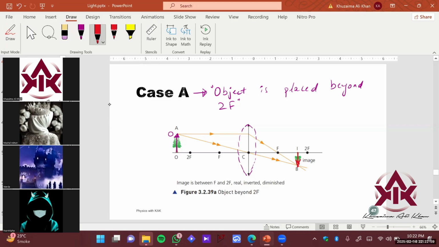So there are some properties which you see over here, right? If the object is placed beyond 2f, the image produced will be what? What are the properties of this?